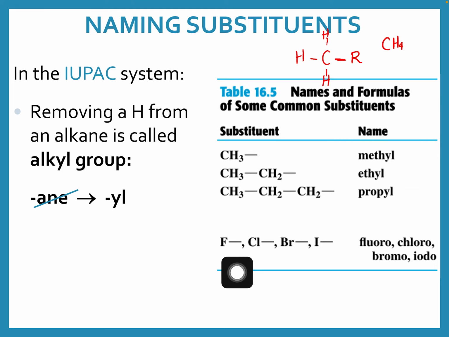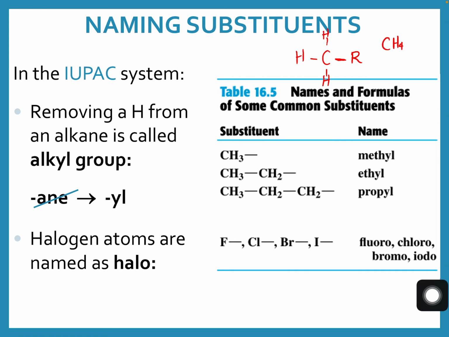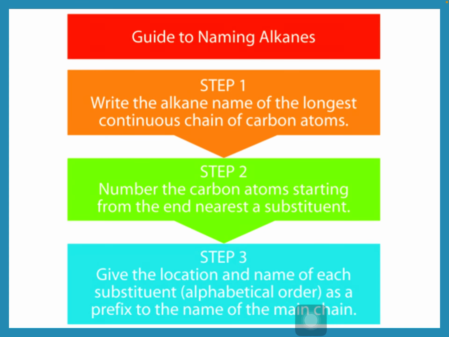So for our halogens, we take the first part, the fluor, chlor, brom, iod, and then add an O on. So we get rid of the ine ending for fluorine, chlorine, bromine, iodine, and then we add an O. And so these are going to become part of the naming for our full compound.